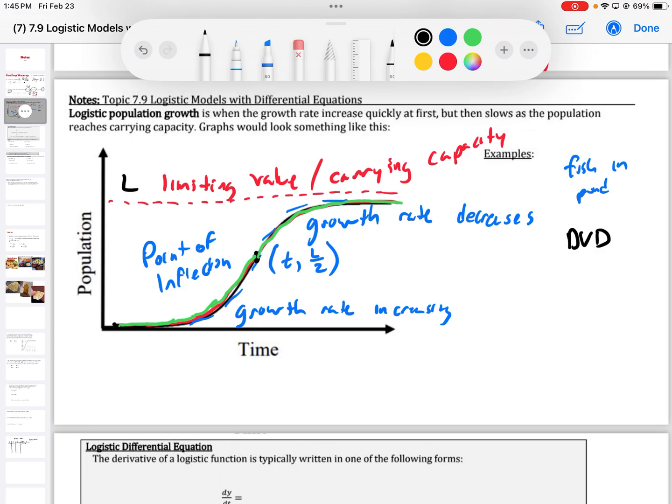Okay, another one would be viruses. Coronavirus. Although I can't say coronavirus on YouTube, I'll get demonetized. We've got to flatten the curve, guys. So at first, no one has coronavirus, then everyone and their mom has coronavirus, then you get immunity, and then no one gets coronavirus. What we kind of do, and it levels off.